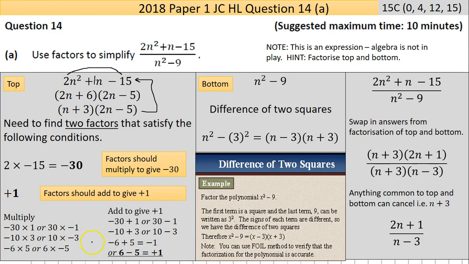But I'm looking for, actually, the plus 5. So 6 minus 5 gives you plus 1. So these are my two factors, 6 and minus 5. So I put them in here. So you put in your first bracket.